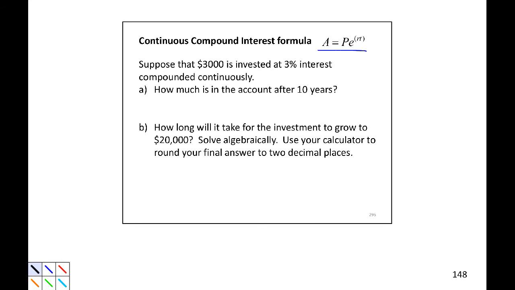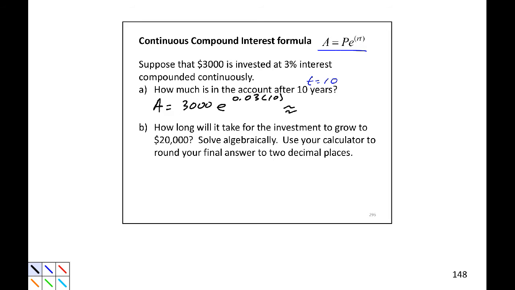Well, our rate is 3%, our principal amount is $3,000, and our time is 10. So let's fill that in. We have A equals P, which is $3,000, E to the exponent of 0.03 times T. And I'm going to have to round this to 2 decimal places because I'm talking about money. So 3,000 E to the 0.03 times T, or times 10. That is our value of T.